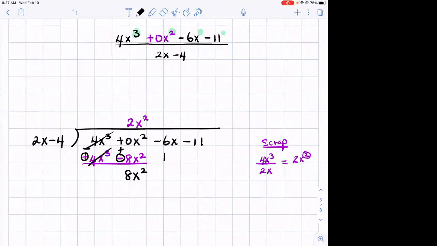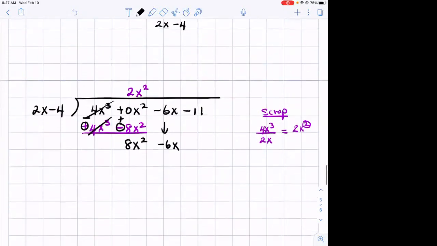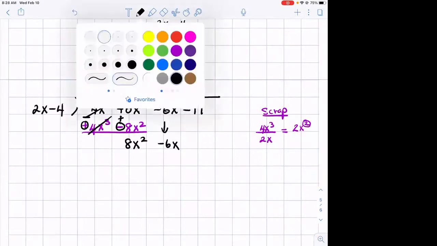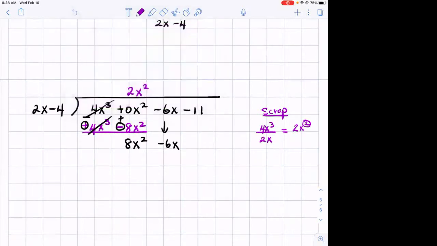Immediately after you combine, you must bring down. And then don't forget we have the minus. The next step will bring down the minus 11, or if you want, you could bring it down now. It doesn't matter. So scrap work again. 8x squared divided by 2x becomes 4x. It's a positive, so we write positive 4x.